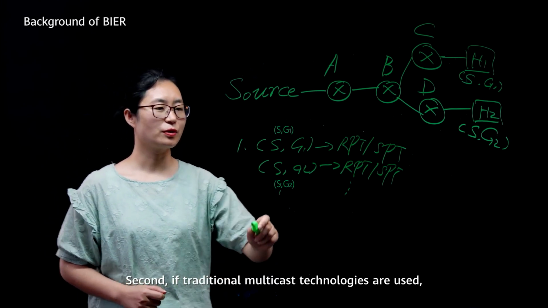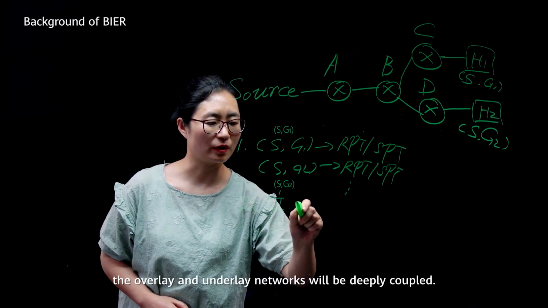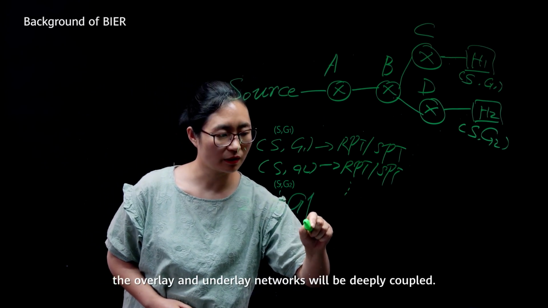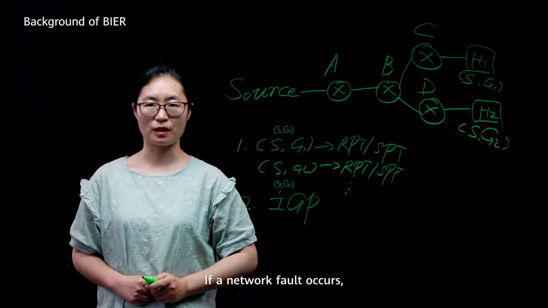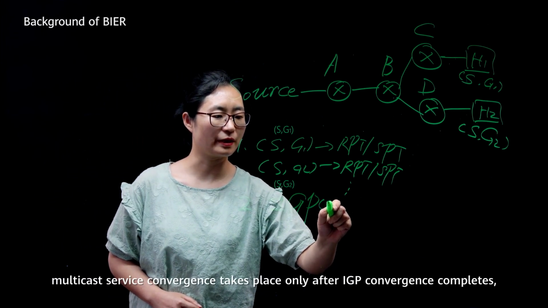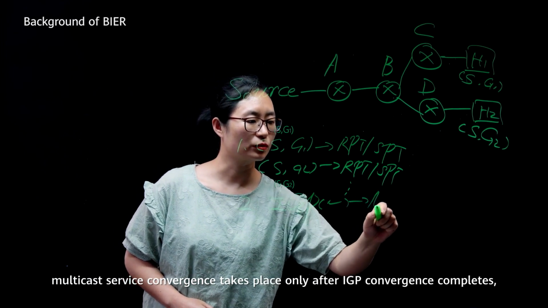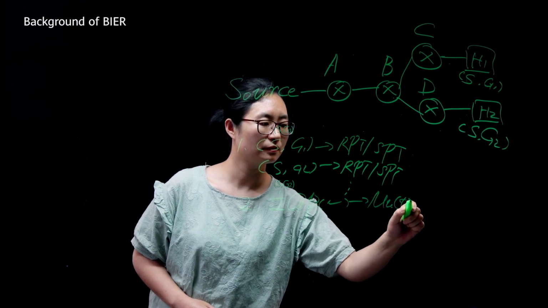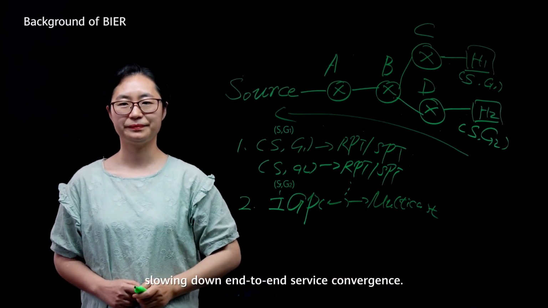Second, if traditional multicast technologies are used, the overlay and underlay networks will be deeply coupled. If a network fault occurs, multicast service convergence takes place only after IGP convergence completes, slowing down end-to-end service convergence.